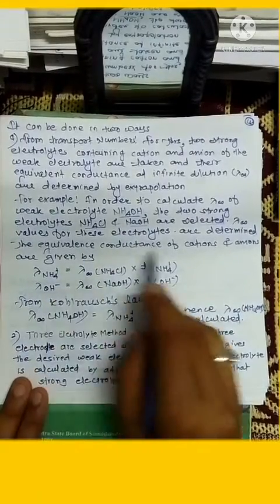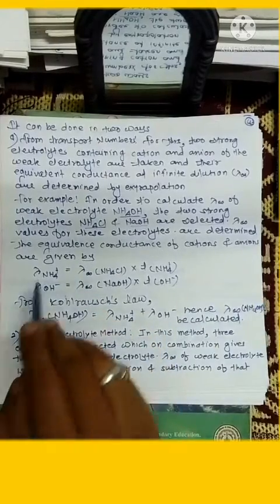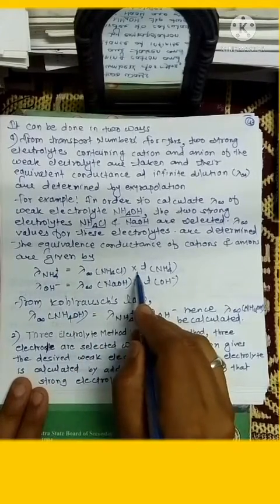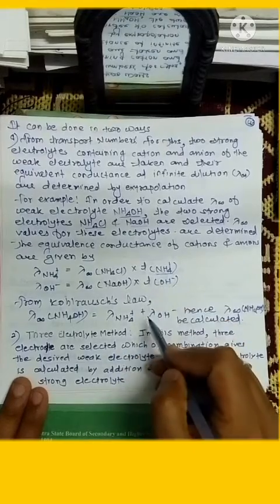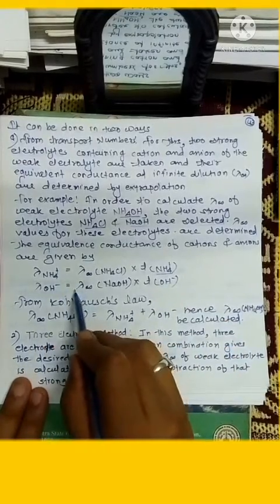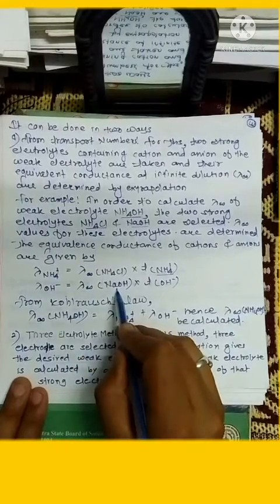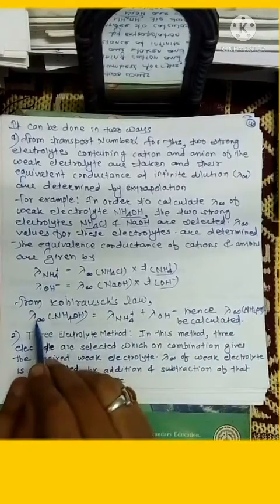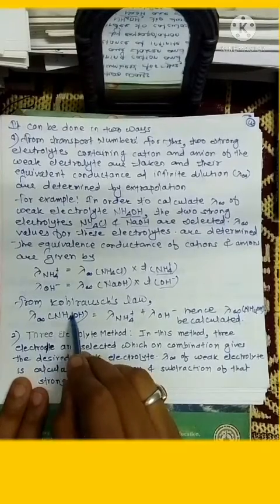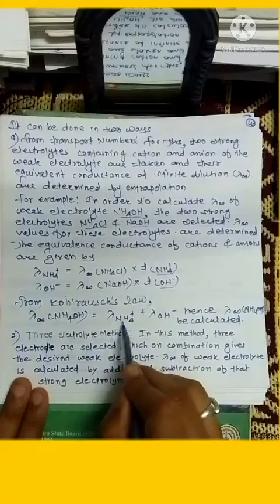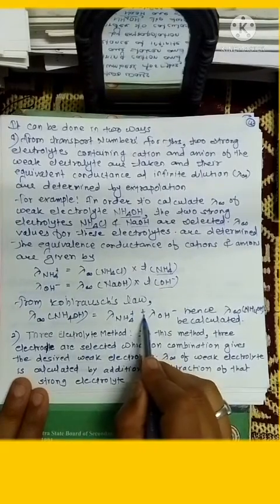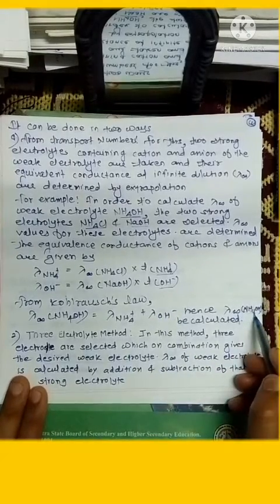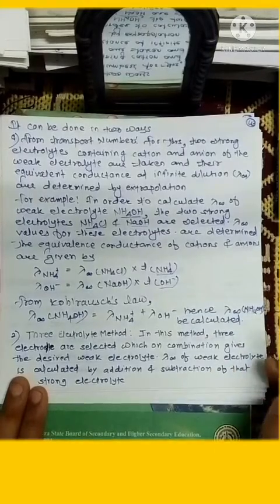First, the equivalent conductance of cation and anion are given by lambda NH4 plus is equal to lambda infinity ammonium chloride multiplied by the transport number of the ammonium ion. Lambda OH minus is equal to lambda infinity for NaOH multiplied by the transport number of OH minus. From Kohlrausch's law, we can write lambda infinity for ammonium hydroxide is equal to lambda NH4 plus lambda OH minus. Hence, lambda infinity for ammonium hydroxide can be calculated.